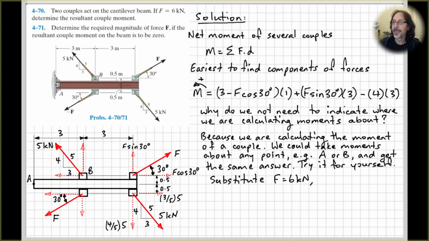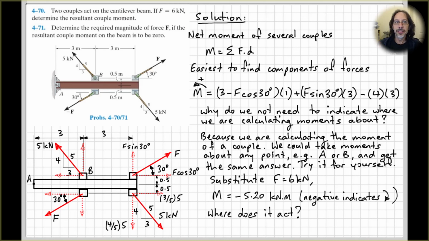All right, so now substituting our value for F into what we calculated up here. So we've kept F as a variable that we can just put in our value, which in this case is given to us as 6. So put that in and we get minus 5.2 kilonewton meters as our net moment. Okay, so the negative indicates that we have a clockwise net moment.